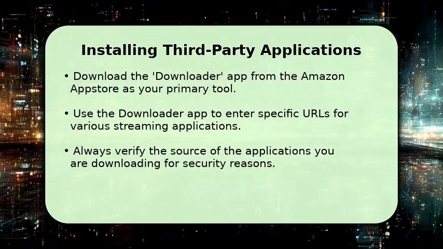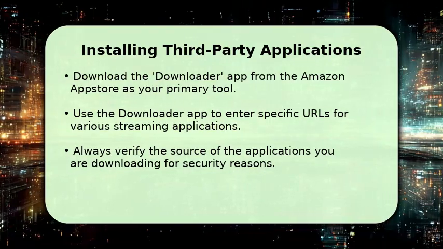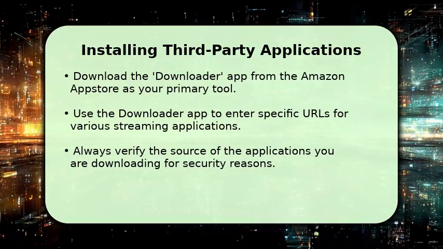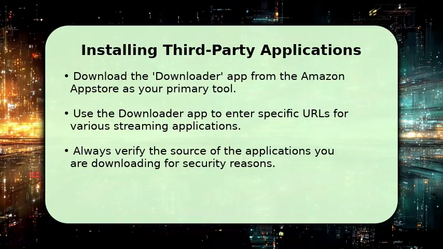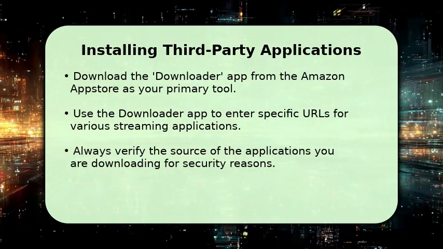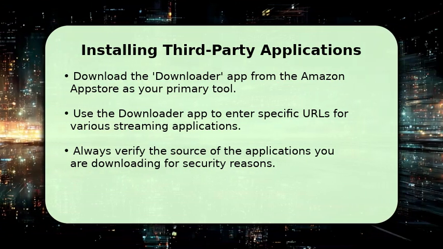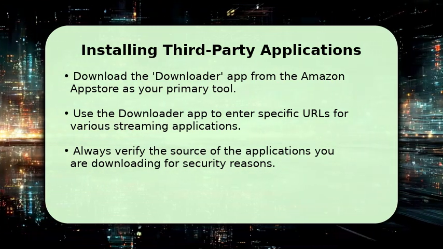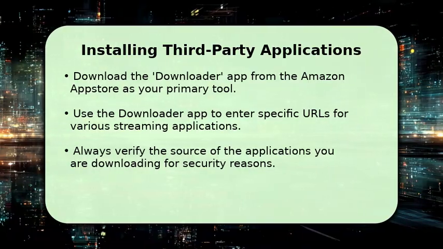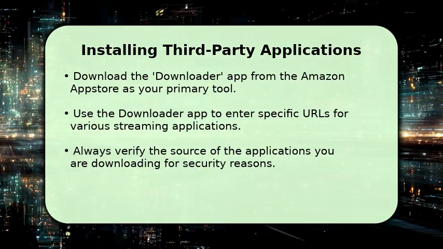Open Downloader and enter the exact web address for the streaming application you wish to install. For example, you might use a specific URL for Kodi or another popular service. Always double-check the legitimacy of your download sources to maintain device security. Follow the on-screen prompts to complete each installation smoothly.